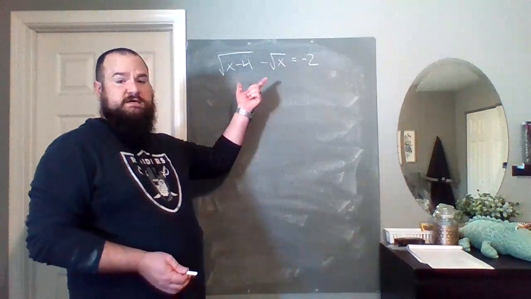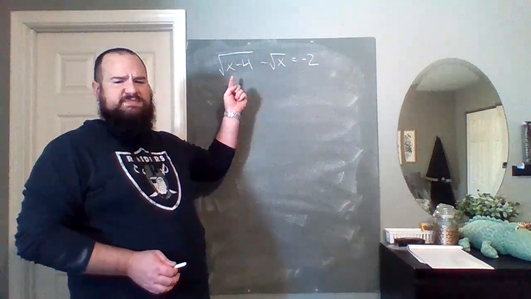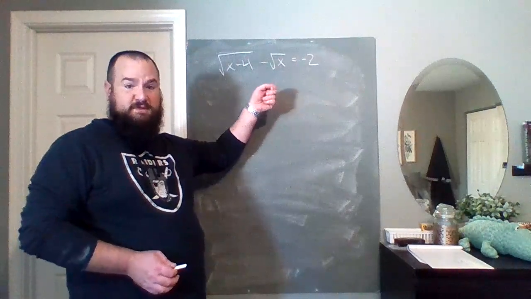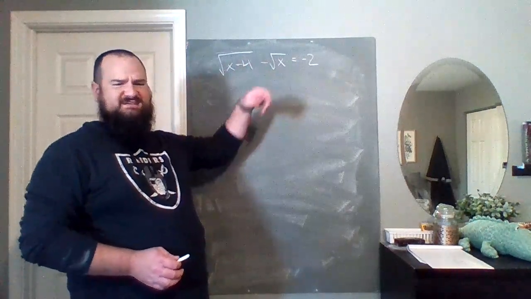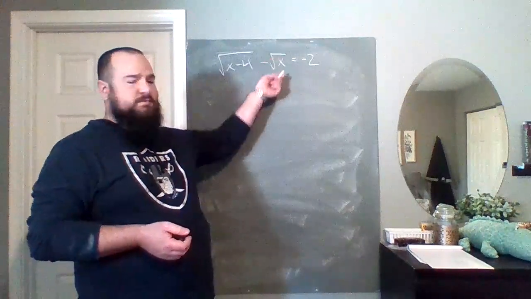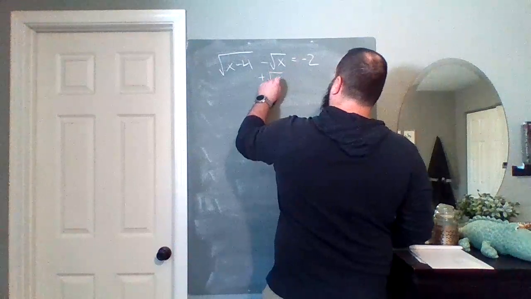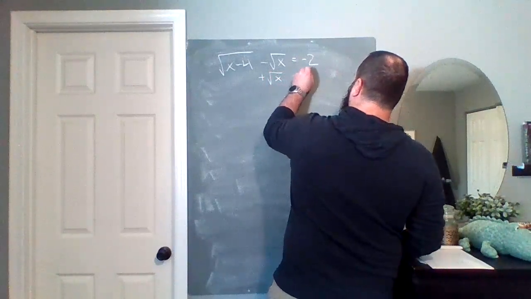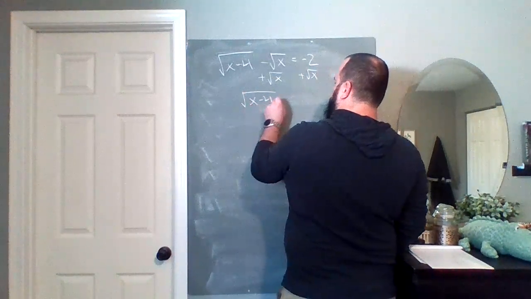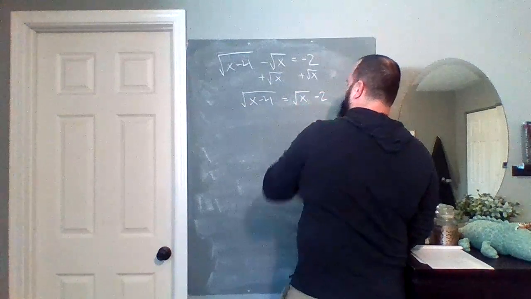One approach is, hey, I've got my square roots on one side, so I can square both sides from here. But then I'm foiling the square root of x minus 4 times... and that's it. I don't want to foil that. So what I personally like to do is take the simpler of the roots and move it to the other side. So to do that, I'm just going to add the square root of x, giving me square root of x minus 4 equals square root of x minus 2.